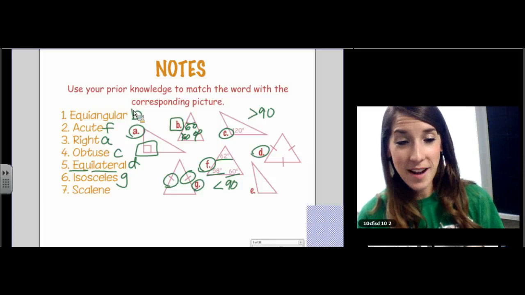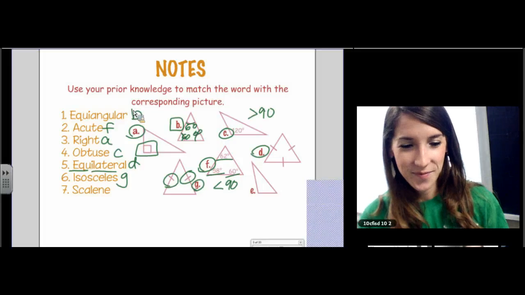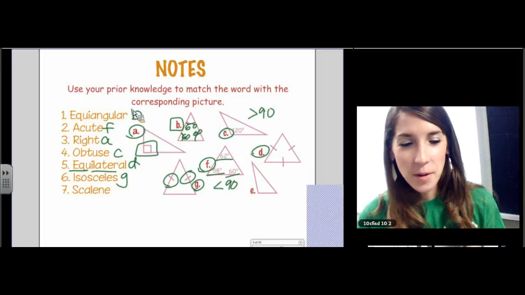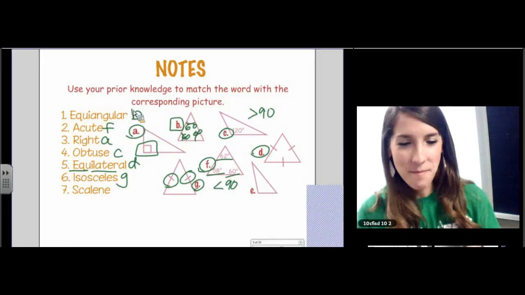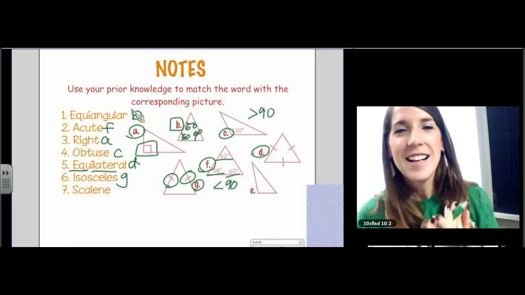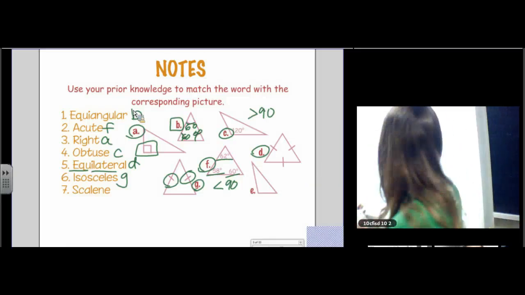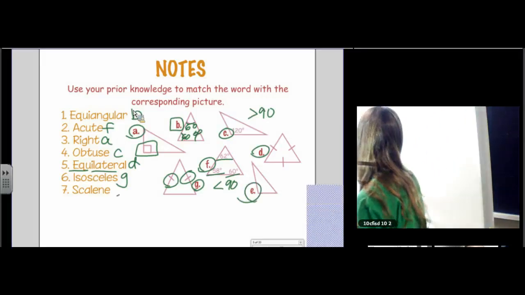Do you know how to pronounce this one? You say that one scalene. Well, you're typing it, but I'm asking if you know how to pronounce it. You pronounce it scalene. That means no sides are congruent.